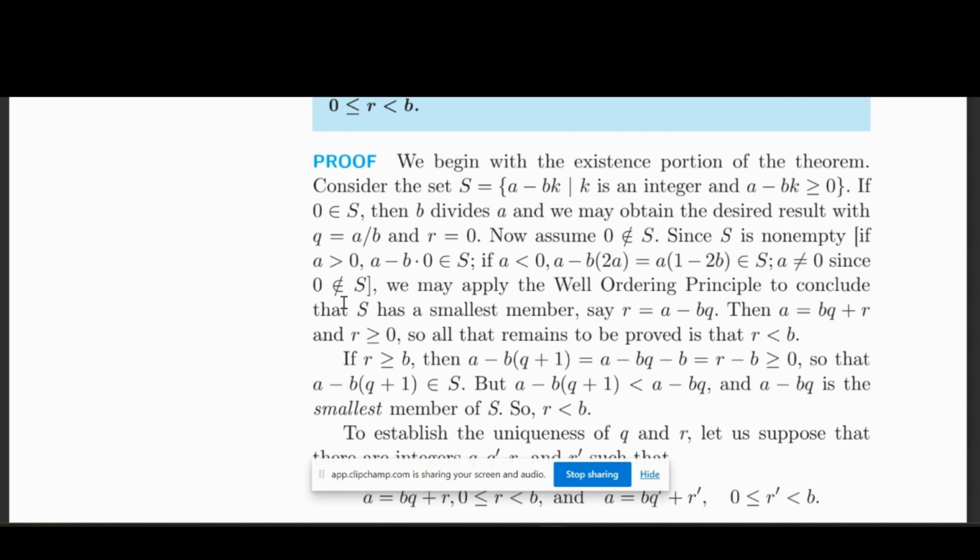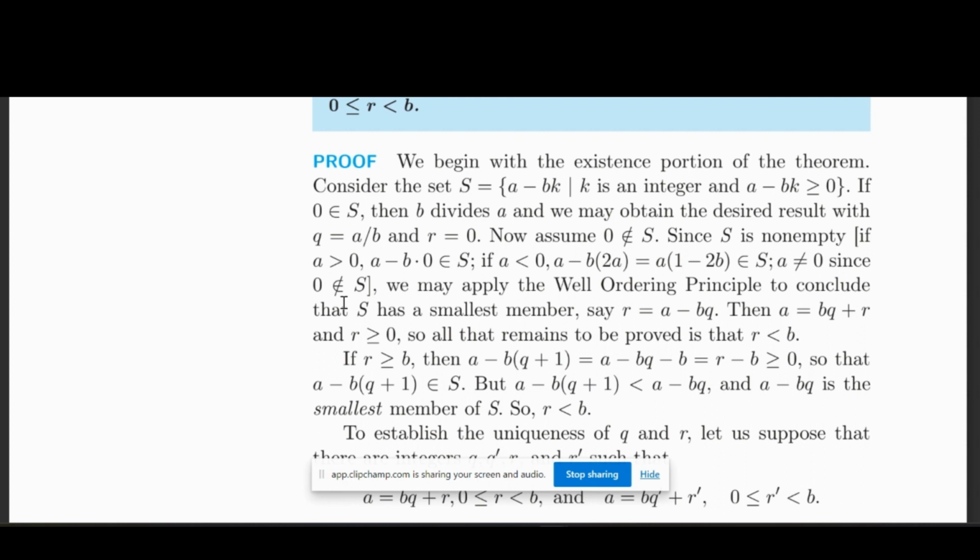Let us assume that 0 belongs to S. If 0 belongs to S, then b divides a, and we may obtain the desired result with q equal to a by b and r equal to 0. Now assume 0 does not belong to S. Since S is non-empty, if a is greater than 0, a minus b into 0 belongs to S.